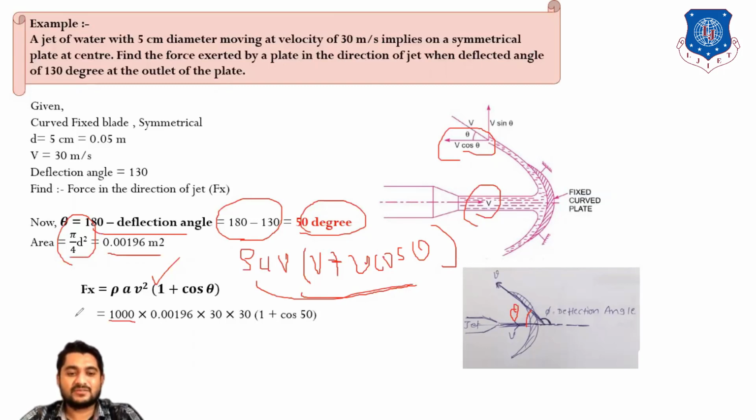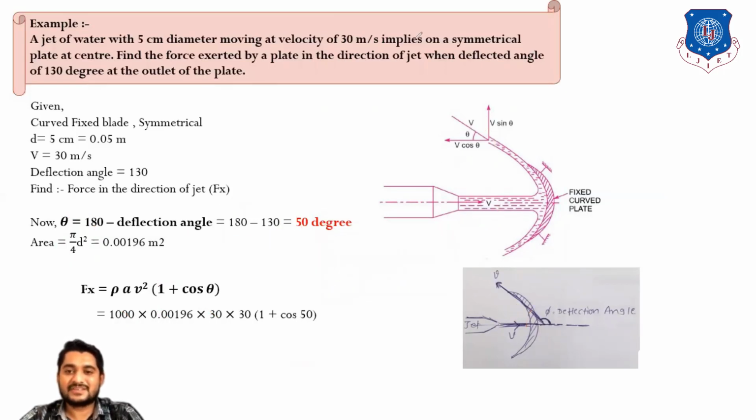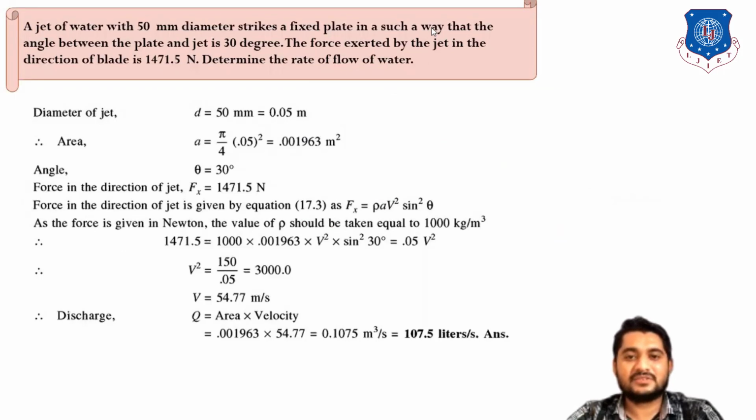So Fx is equal to rho, 1000. Area we have already found out, velocity is given, then 1 plus cos 50, that means Fx will be 2901.5 Newton. Here they haven't asked about force in the y direction, so we don't need to find it. Let us take another example.